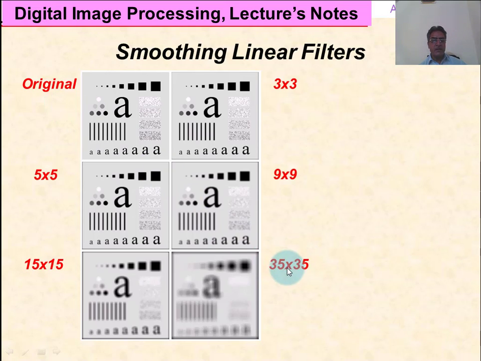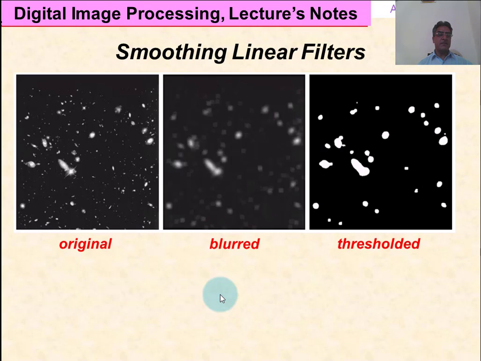when we perform the 35x35 mask on this input or original image, then the output image will be the blur image, and it will look like this. These are some effects of different masks on the original image for creating the blurred image.